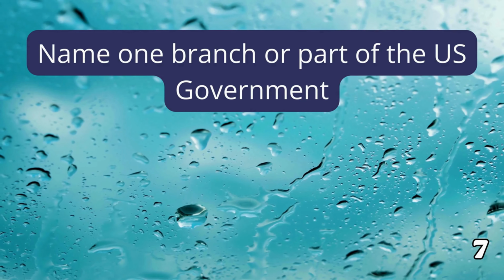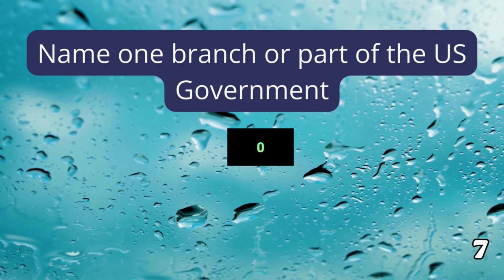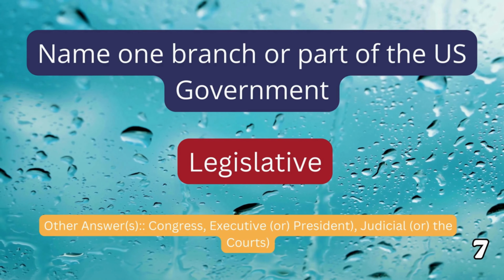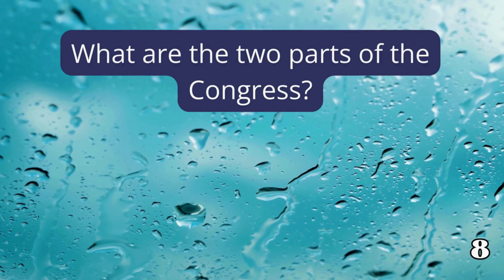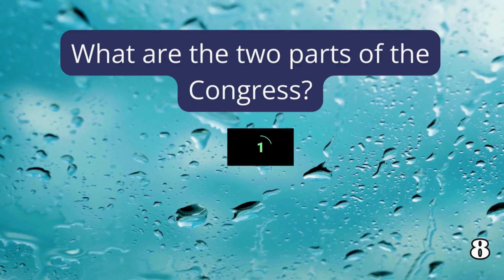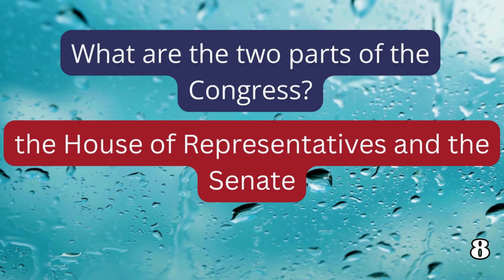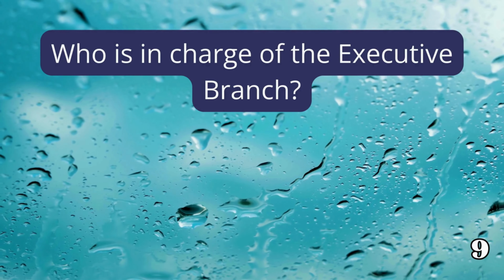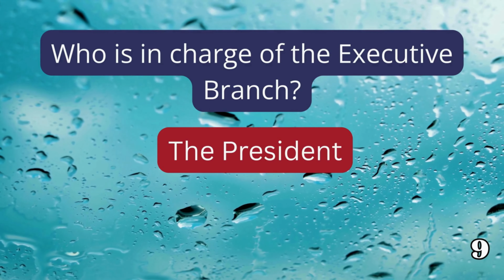Name one branch or part of the U.S. government. Legislative. What are the 2 parts of the Congress? The House of Representatives and the Senate. Who is in charge of the executive branch? The President.